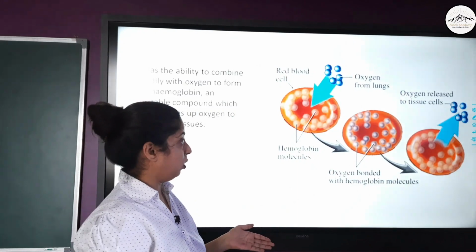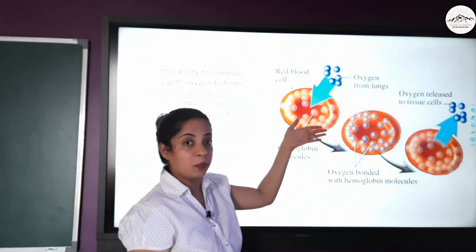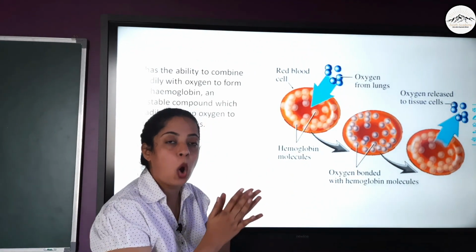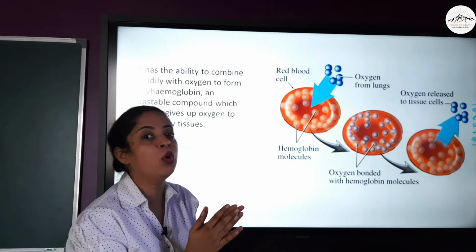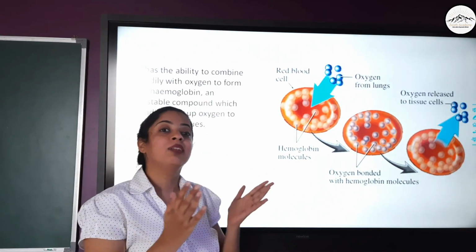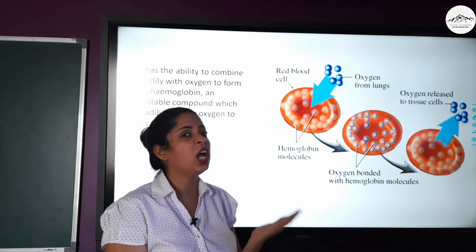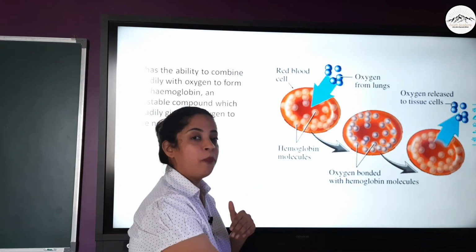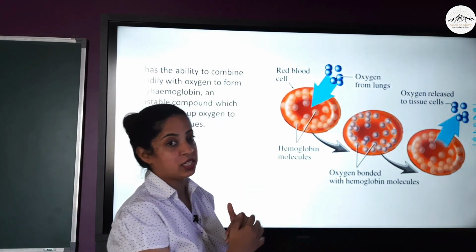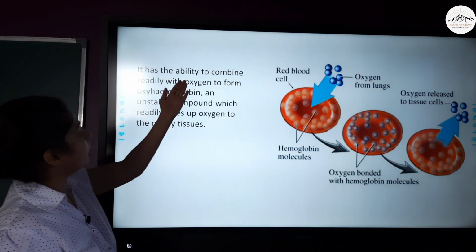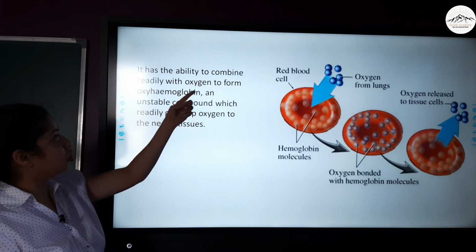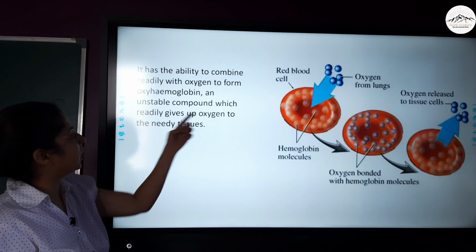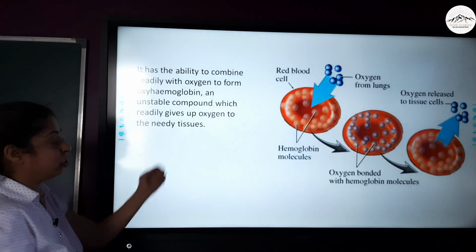Now children, you know that the hemoglobin in the RBC, when it takes oxygen from the lungs, combines with the oxygen to form a compound, oxyhemoglobin. Now this oxyhemoglobin is very unstable. That is why it easily breaks up and gives up oxygen in whichever tissue it is required. So it has the ability to combine readily with oxygen to form oxyhemoglobin, an unstable compound which readily gives up oxygen to the needy tissues.